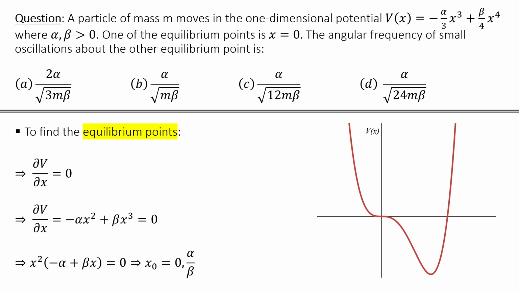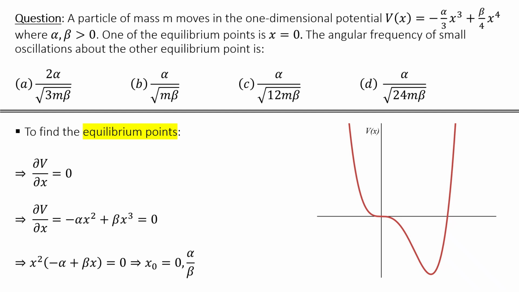The angular frequency of small oscillations about the other equilibrium point is: option A, 2 alpha by square root of 3 m beta; option B, alpha upon square root of m beta; option C, alpha upon square root of 12 m beta; and option D, alpha by square root of 24 m beta.